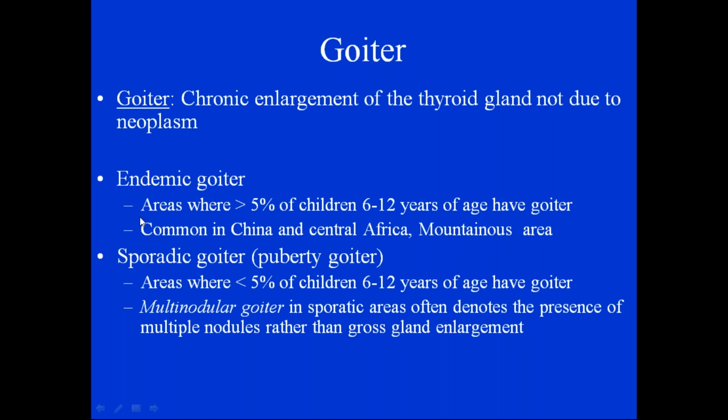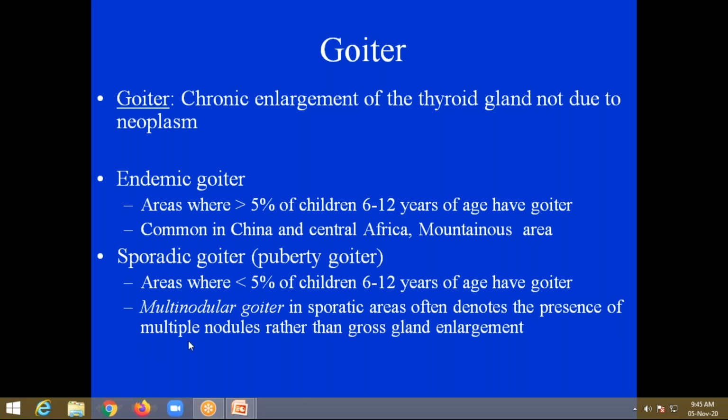What is an endemic goiter? Areas where more than 5% of the children, at the age of 6 to 12 years, have goiter. When more than 5% of the children in this age group have a goiter, that place is known as endemic. Sporadic is areas where less than 5% of the children have goiter, and multinodular goiter in sporadic areas often denotes the presence of multiple nodules rather than gross gland enlargement.